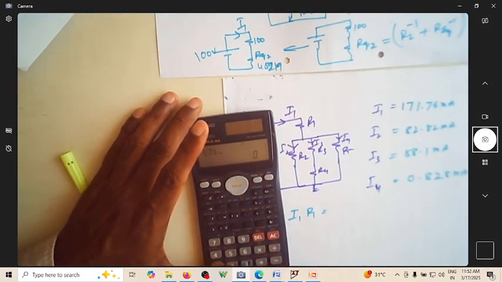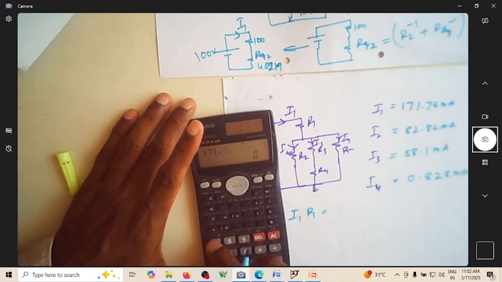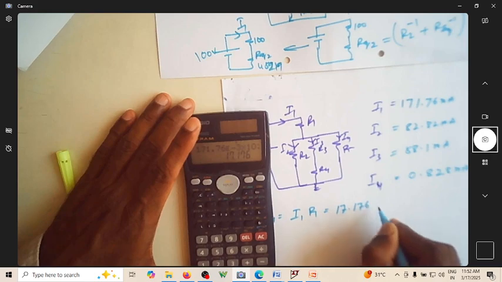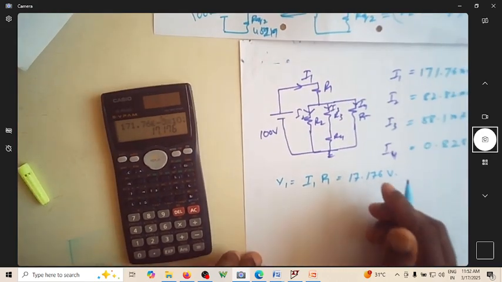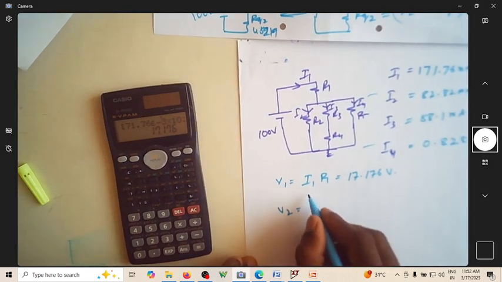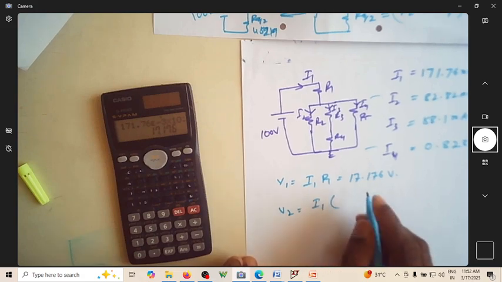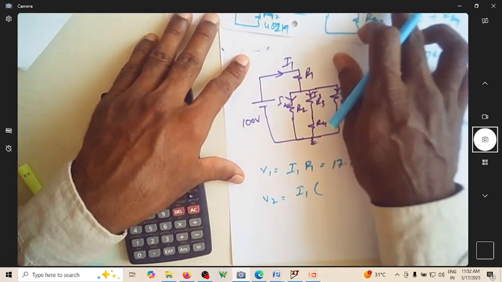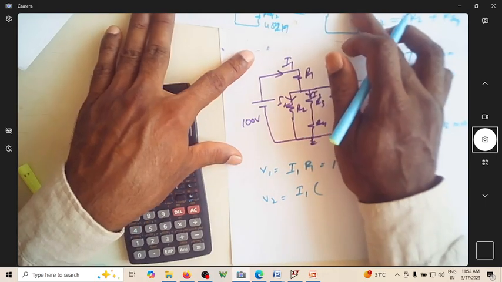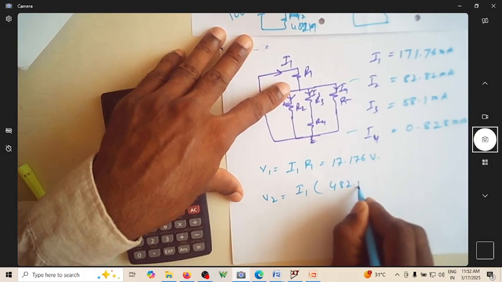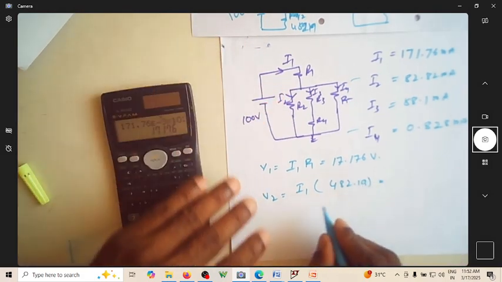171.76 exponential minus 3 into 100. It's actually 17.176 volts. This is V1. So entire V2 is again the same current I1 multiplied by the overall equivalent resistance. Overall equivalent resistance is how much? Overall equivalent resistance is this one, 482.19.